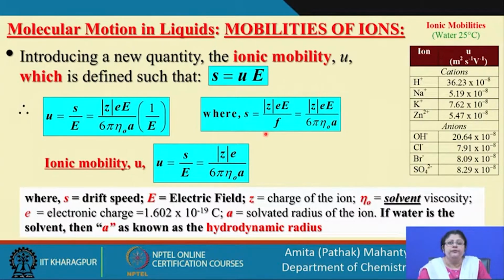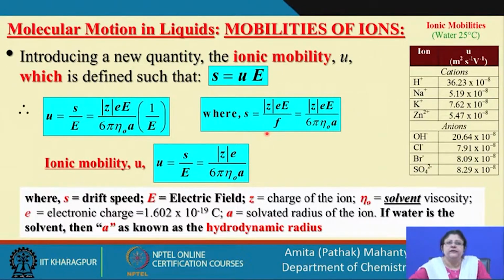So, we now introduce another term known as the mobility. The mobility is something which is related to the speed of the ions. The new quantity which we define is not something which you observe; this is an expression which we are defining. So, the drift speed is nothing but the mobility of the ion into the applied electric field.